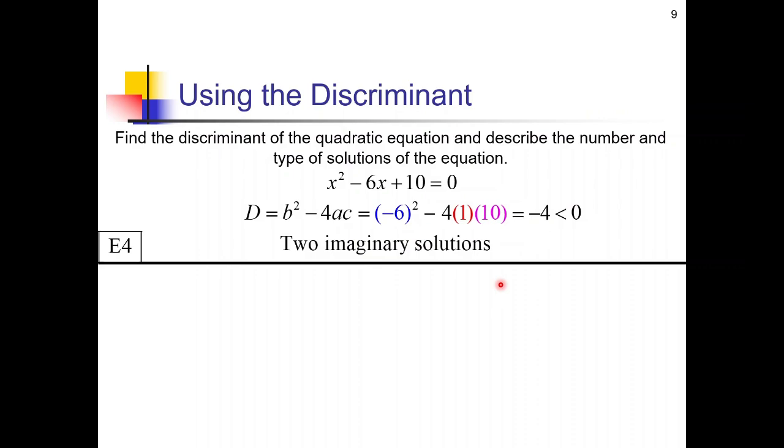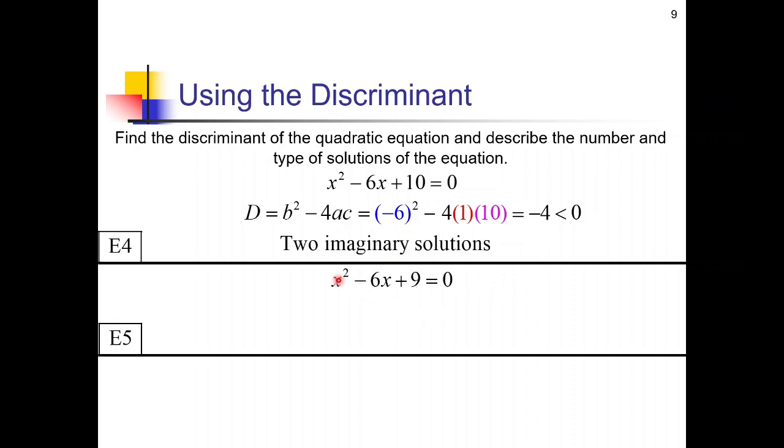All right, so we'll do another example here. We've got x squared minus 6x plus 9 equals 0. Pause the video and give this one a shot.